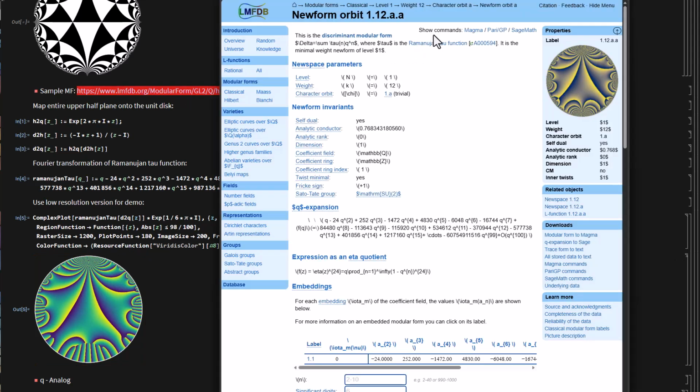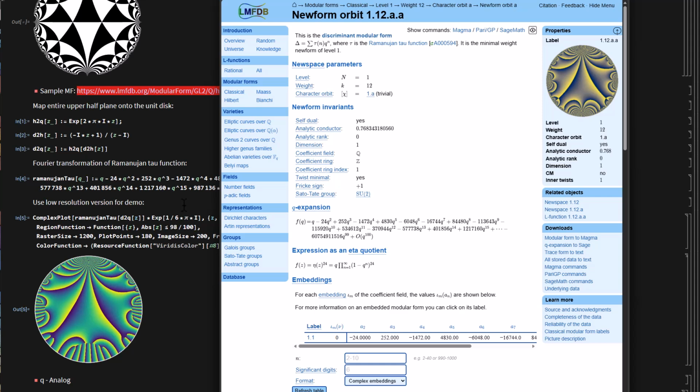One of the examples from the LMFDB functions.